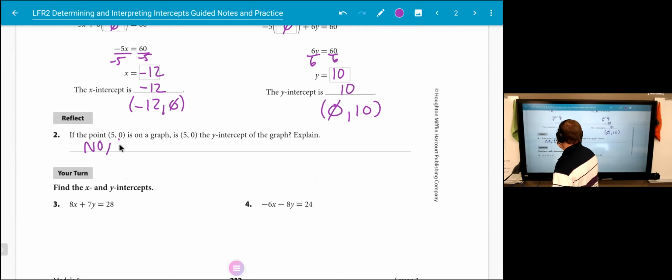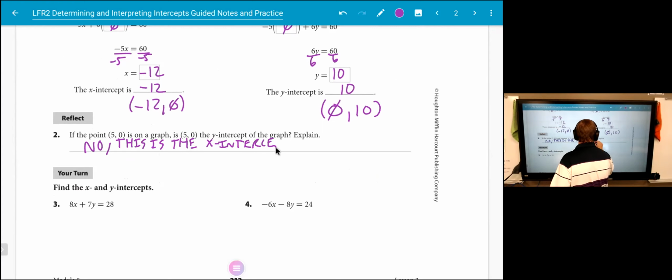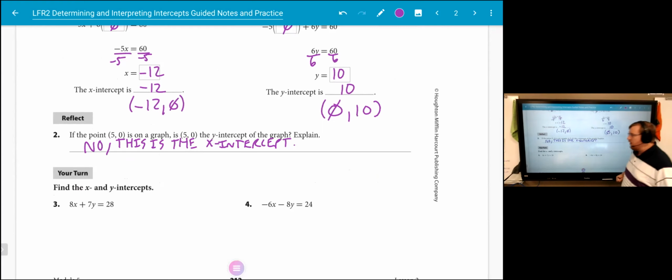No, this is the x-intercept. And here, if you're not sure, do it graphically. Just sketch a little graph, right? This is x, this is y. I go 5 in x, 0 in y. I'm right there on that axis. That is the x-axis. That is the x-intercept.